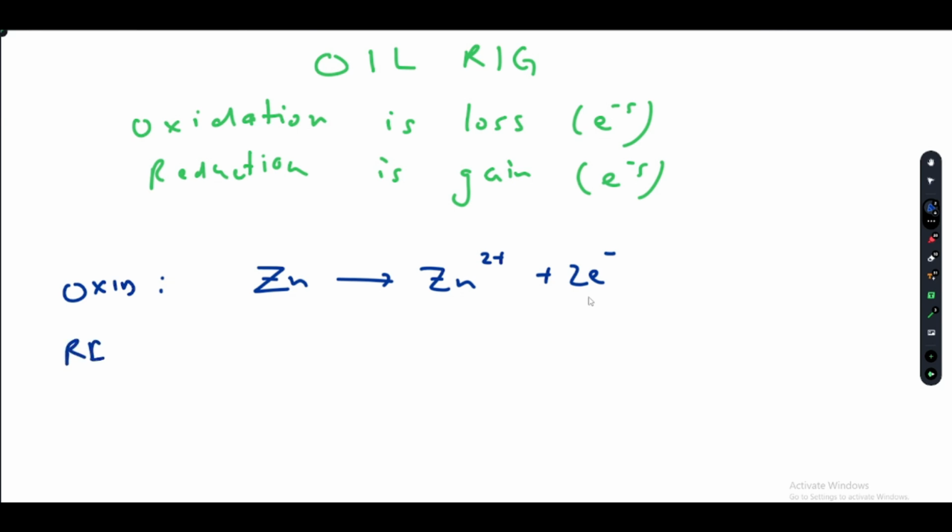So reduction, on the other hand, would be, let's say we've got Cu2+ plus 2 electrons. It gives me Cu. So this is showing how the charge of copper went from 2+, positive, to 0, showing a gain of electrons, a gain in negative charges.